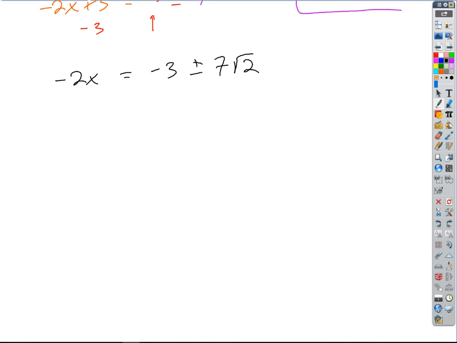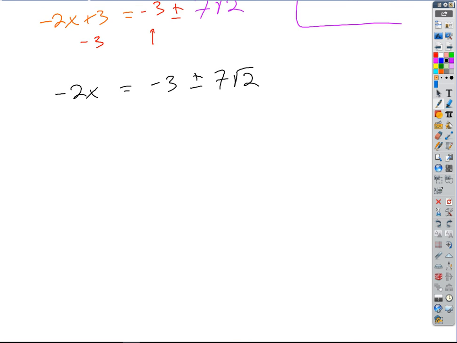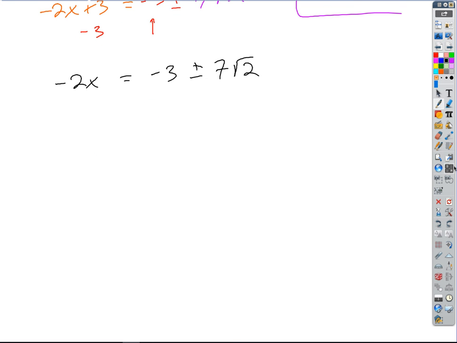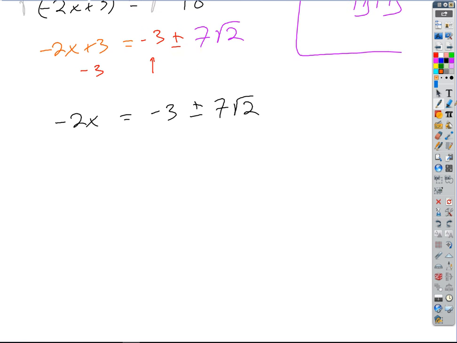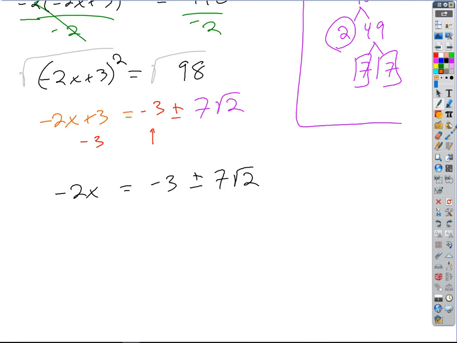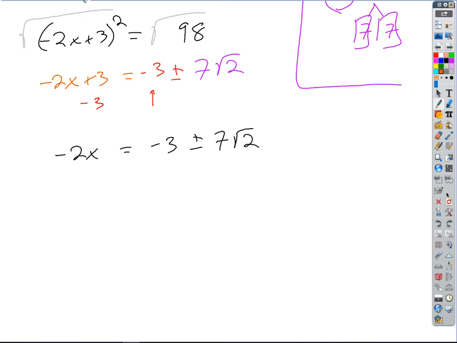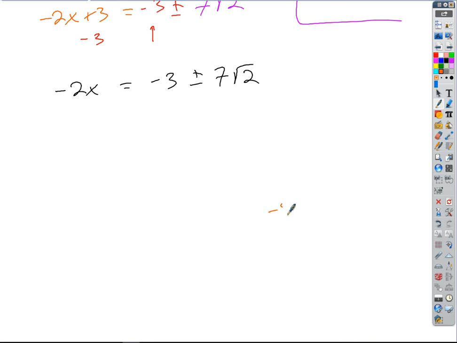Now I want to draw a distinction here between this kind of problem and maybe a little bit easier one. This is a little tougher because the radical didn't simplify. Normally we might sometimes end up with an answer. What if this had been a perfect square on the other side, and we didn't have a square root of 98, we had a square root of like 49 or something instead? Then we might have had an answer like negative 2x equals negative 3 plus or minus 7. Okay?